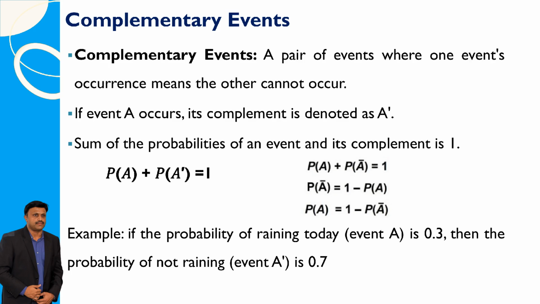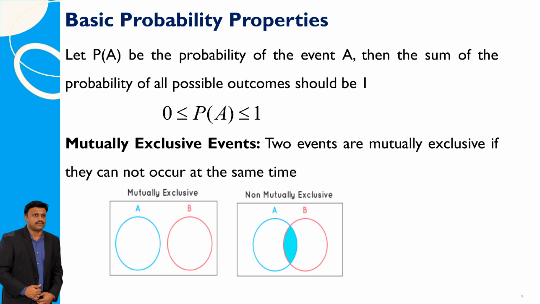Complementary events are pairs of events where if one occurs, the other cannot. If event A happens, its complement is denoted as A complement, and the sum of their probabilities is always 1. For example, if the probability of rain today, event A, is 0.3, the probability of no rain, event A complement, is 0.7. The probability of any event A, denoted P of A, is such that the sum of the probabilities of all possible outcomes must equal 1. Additionally, two events are considered mutually exclusive if they cannot occur simultaneously.